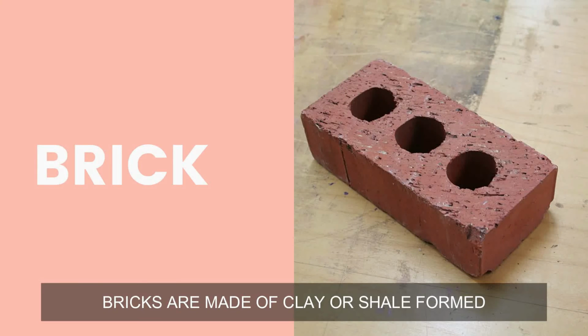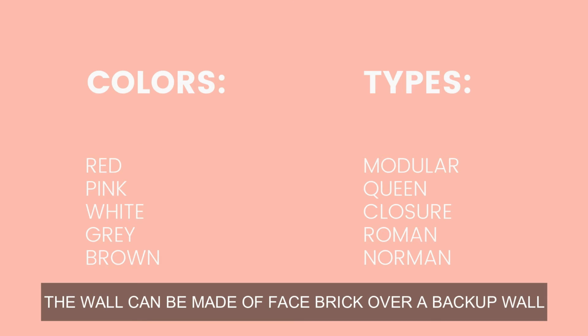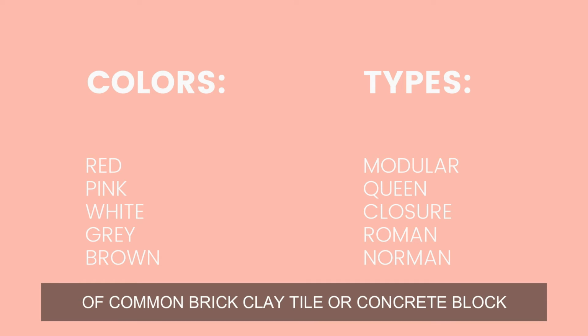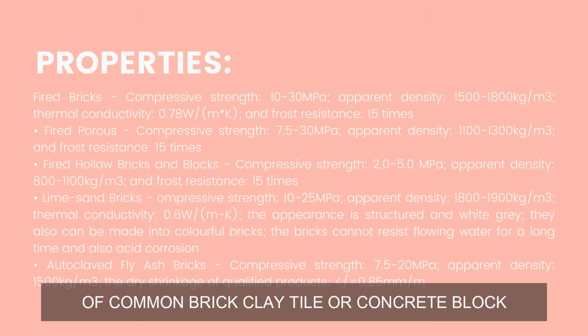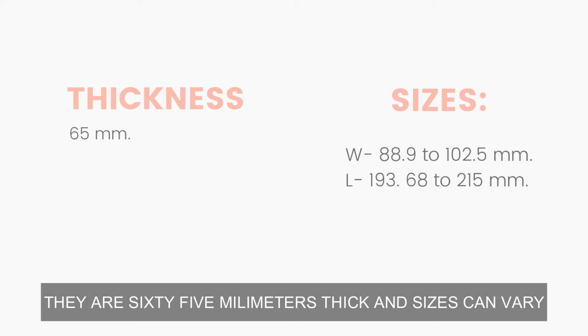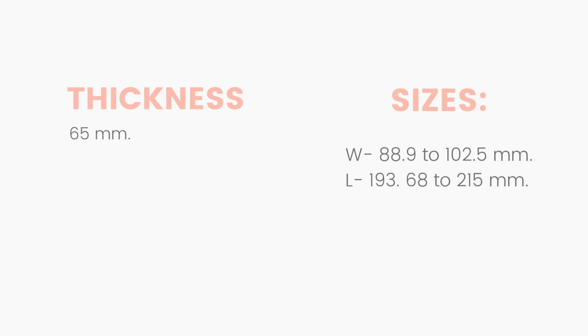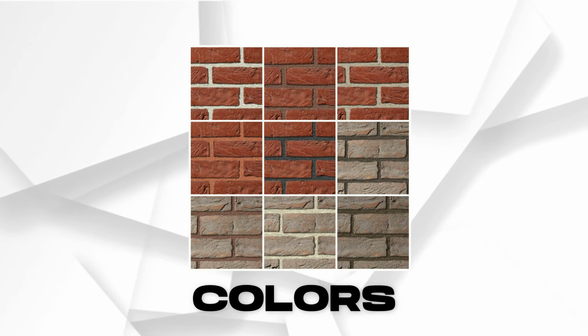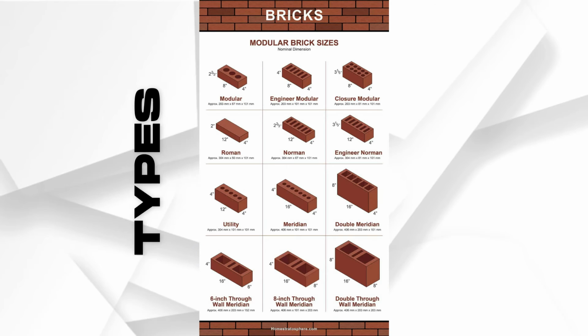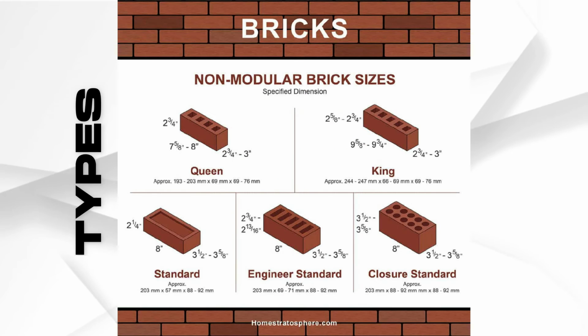Bricks are made of clay or shale formed, dried, and fired in a manufacturing process. The wall can be made of face brick over a backup wall of common brick, clay tile, or concrete block. They are 65 millimeters thick and sizes can vary depending on the type of brick. The types of bricks include modular, queen, closure, Roman, and many more. They are installed by stacking and pasting them together with mortar.